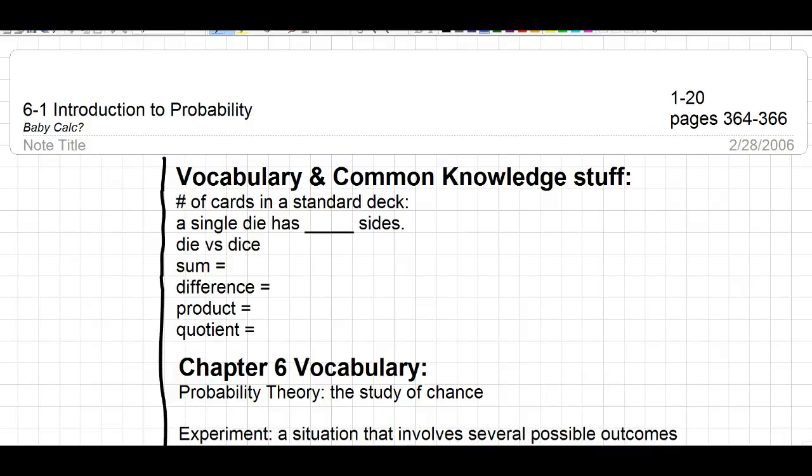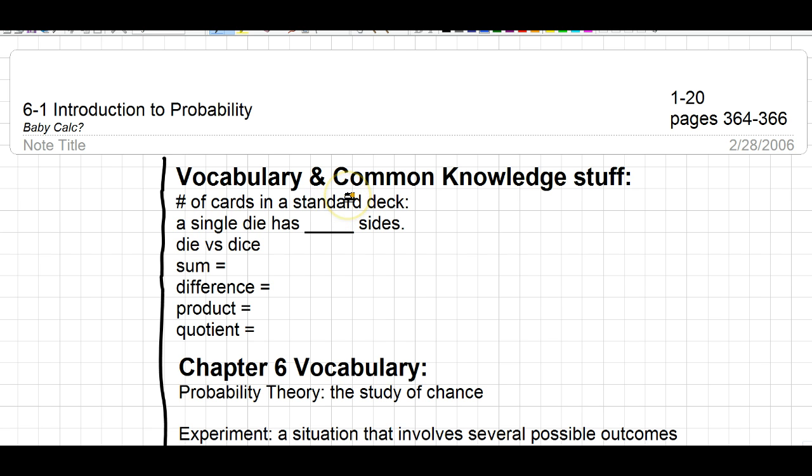This lesson is for FST, lesson 6.1 on probability. Most likely you will only need a baby calculator when you do this lesson. If you have a graphing calculator, you can use that as well, but you won't need one. Just some real basic things I want to cover right away at the beginning.